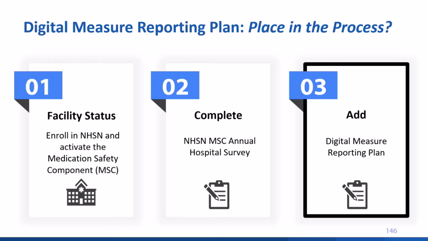Okay, so we've heard about the steps, but let's go over the order in which they should be done. So first, the facility enrolls in NHSN and activates the medication safety component or future components that will be available. Second, the facility completes the annual hospital survey for the component of interest, such as medication safety. And third, the facility will add the DMRP, or Digital Measure Reporting Plan. So first enroll, then annual survey, then DMRP.